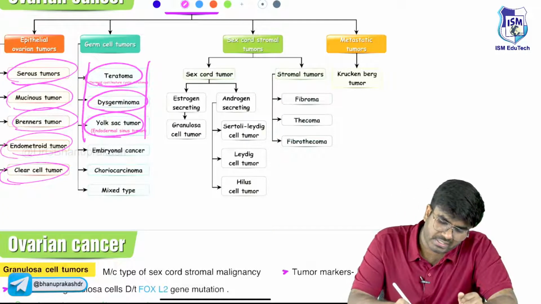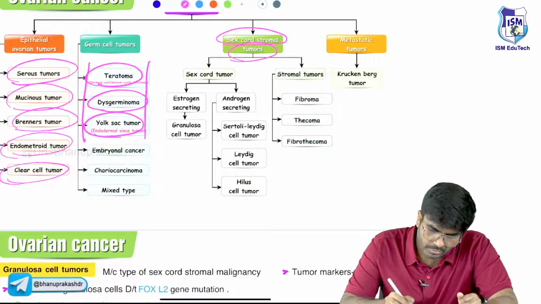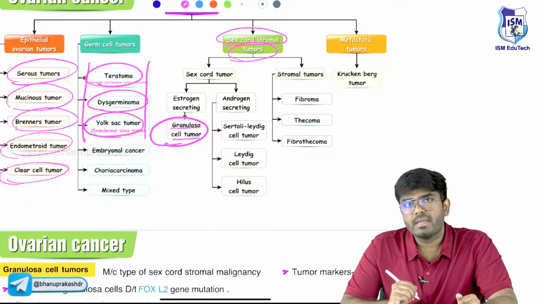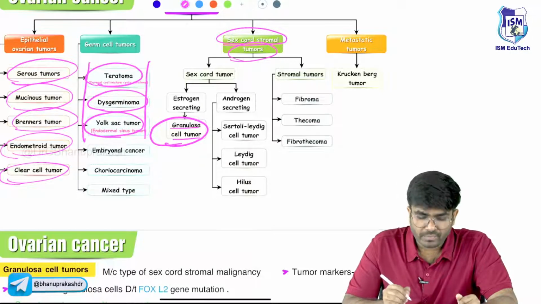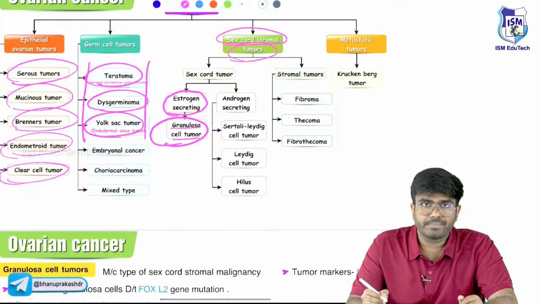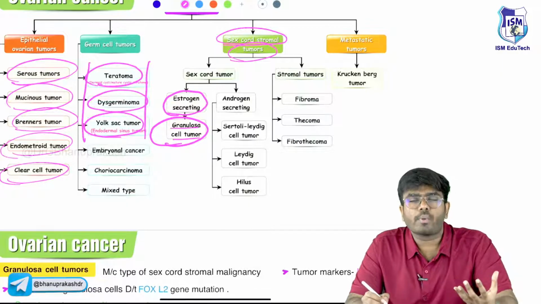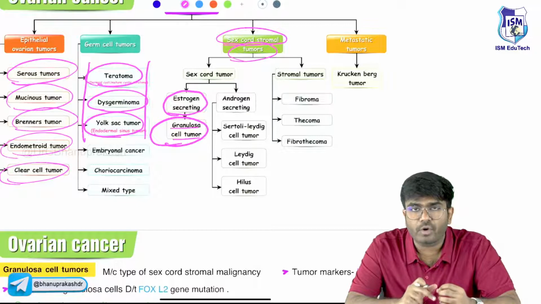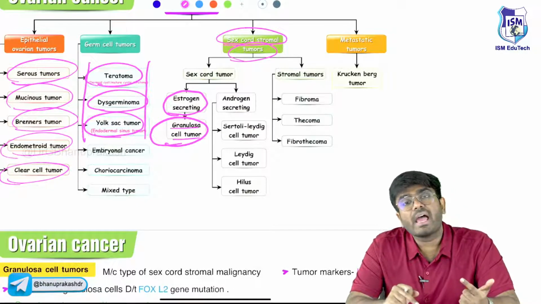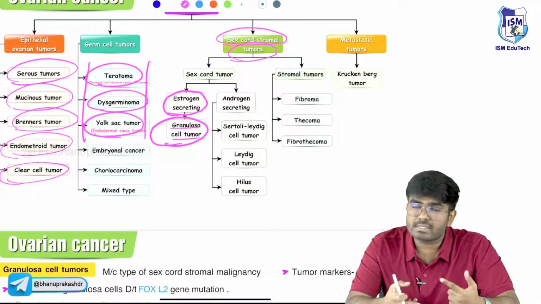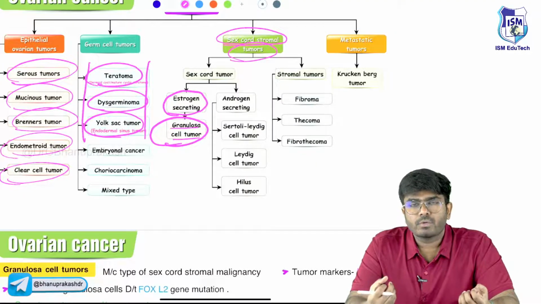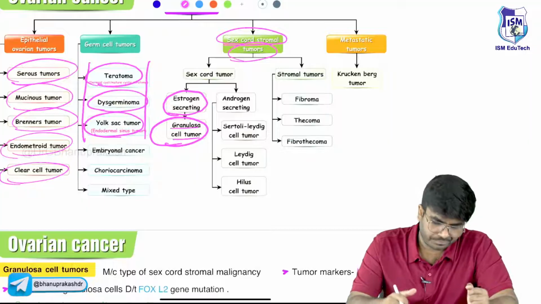Now let's discuss the sex cord stromal tumors. The one tumor I want you to know is the granulosa cell tumor. What are these tumors doing? They produce estrogens. Normally the granulosa cells surrounding the follicles produce estrogen. If you have a tumor of these granulosa cells, they will produce lots and lots of estrogen, and this estrogen is going to cause the symptoms.